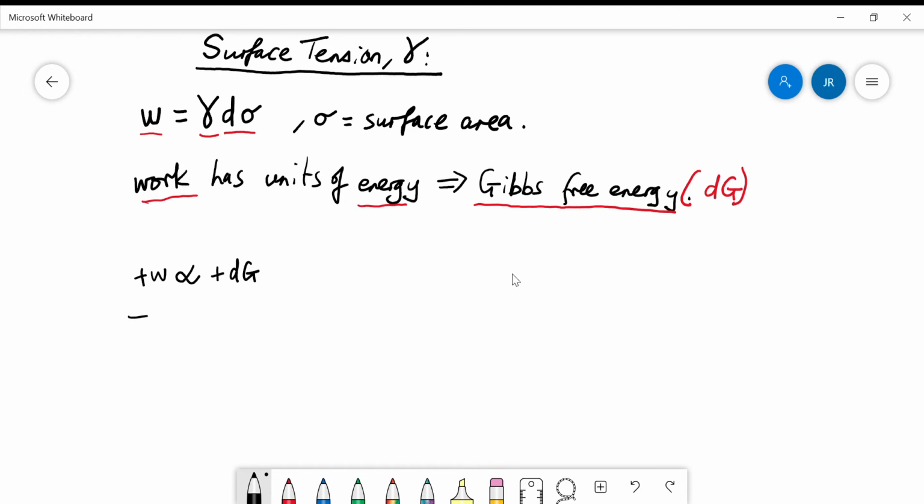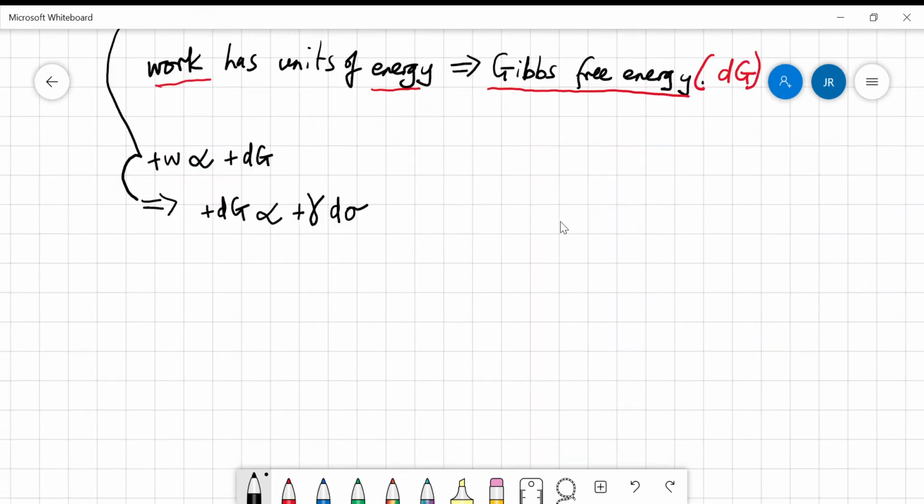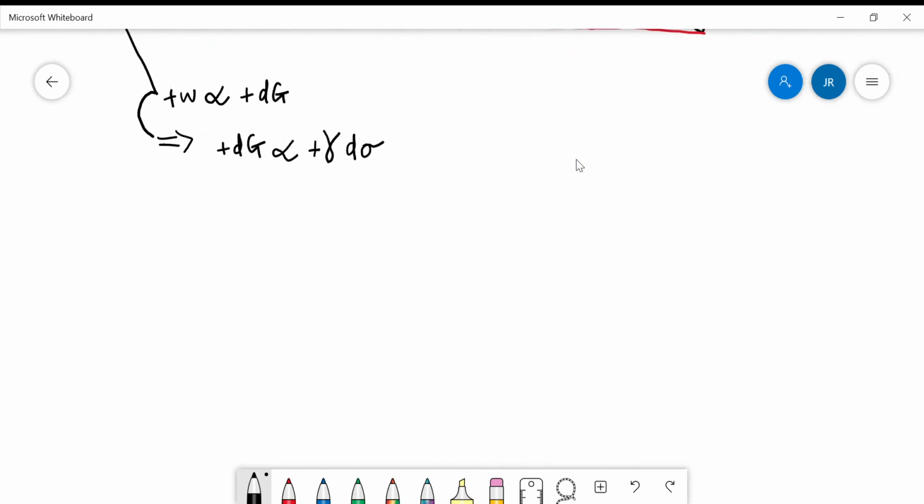So this implies, if we go back to our original equation, that a positive change in Gibbs free energy is proportional to positive surface tension and change in surface area. Okay. So far so good. We've made some reasonable assertions. Let's start to see the consequences of these assertions.